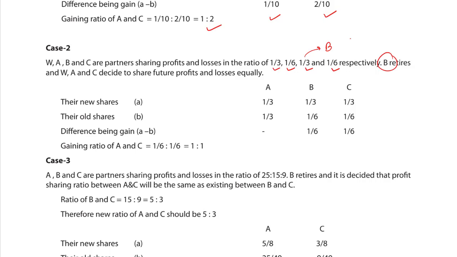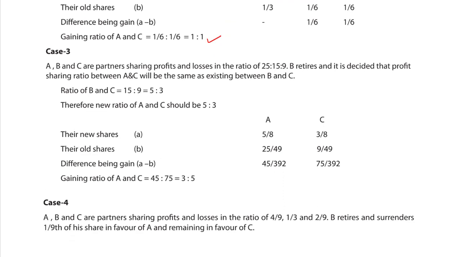B retires, B's share is 1 by 3. B retires and W, A, C decide to share future profits equally. That is 1 is to 1 is to 1. Their new share is 1 by 3, 1 by 3, 1 by 3. Old share is 1 by 3, 1 by 6 and 1 by 6. Difference between the old share and new share is the gain. So in case of A, there is no profit, no loss. In case of B, it is gain 1 by 6 and C 1 by 6. Gaining ratio between A and C is 1 is to 1.